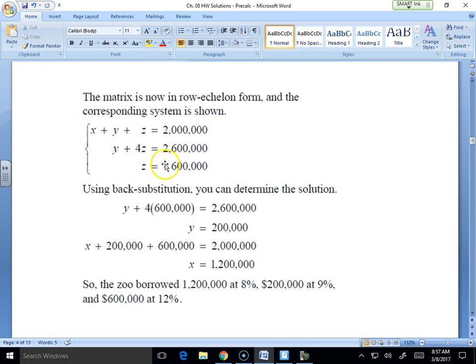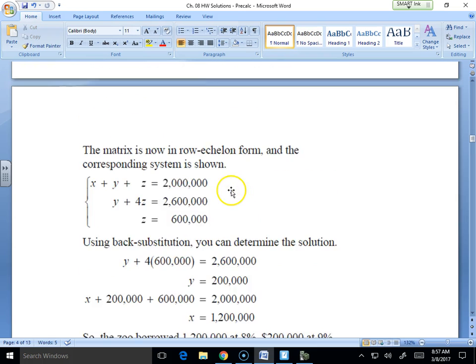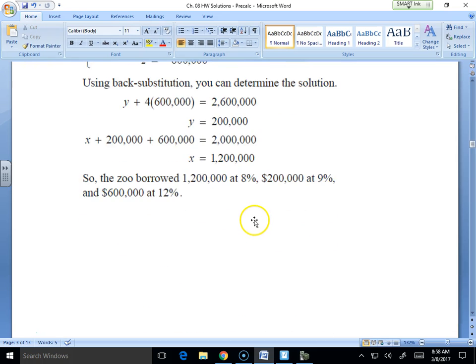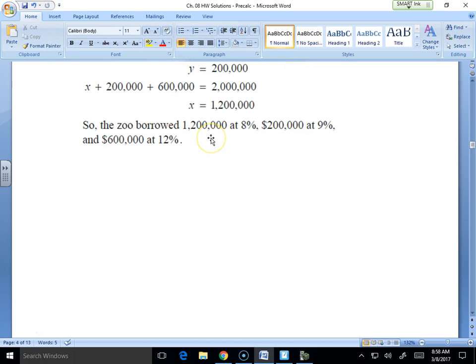They went ahead and went to row echelon form and had to back substitute. You could have gotten to reduced row echelon form. You could have kept going and had the final answers just waiting for you. But to each his own. That's section 8.1. Section 8.2, let's go.